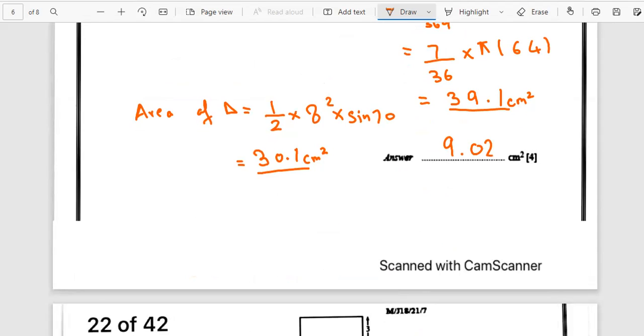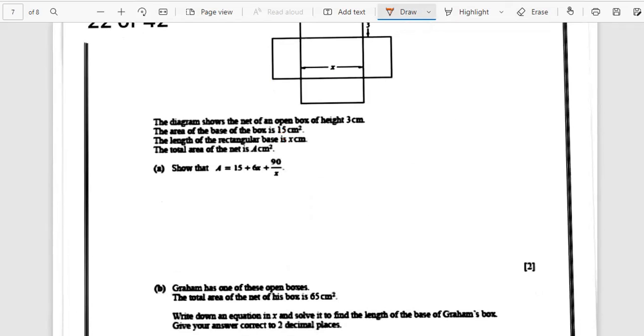Exactly. So one thing that I shouldn't have done is, whenever we are finding the answer, never ever round off the answer, right? So we just rounded off 39 point something to 39.1, and here as well. So it's good that you keep the answer in at least, let's say, 3 decimal places, find the answer, and then round it off. Okay, so the answer would be 9.02 centimeters squares, right? Okay. Next, we have another question, that is this one.